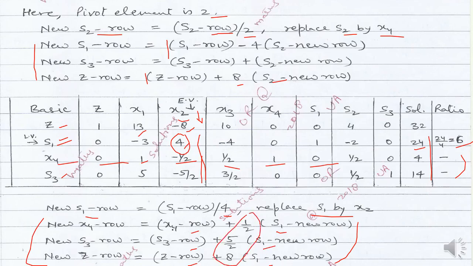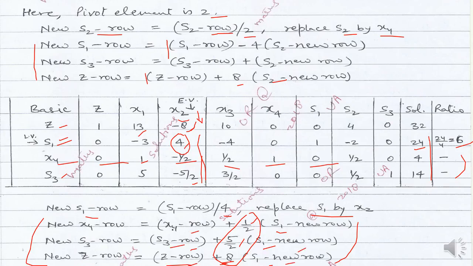These are corresponding elements of pivot, which is here. For x4 row this is minus half, so minus half gives you plus half. For S3 row it is 5 by 2 with minus sign, so minus 5 by 2 becomes plus 5 by 2. And for Z row this is minus 8, so minus 8 becomes plus 8. So these are the elements we got here, and these are the old rows, x4 row, S3 row, Z row, and these are S1 new row.